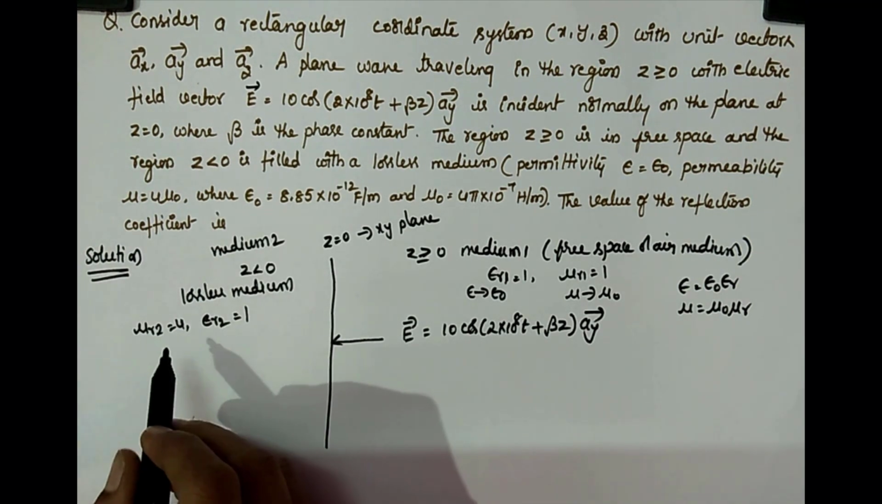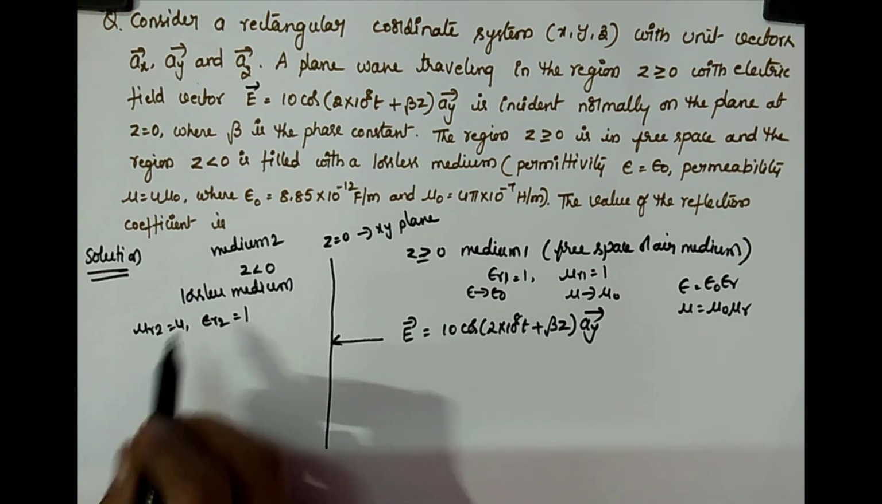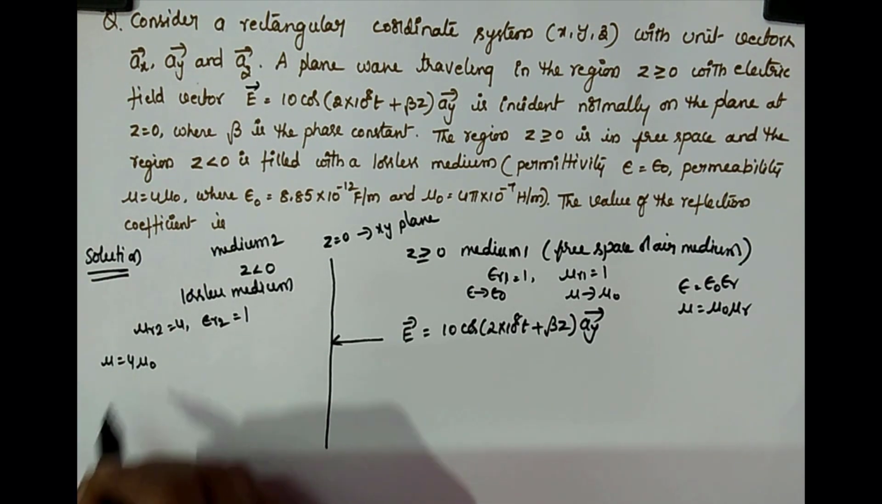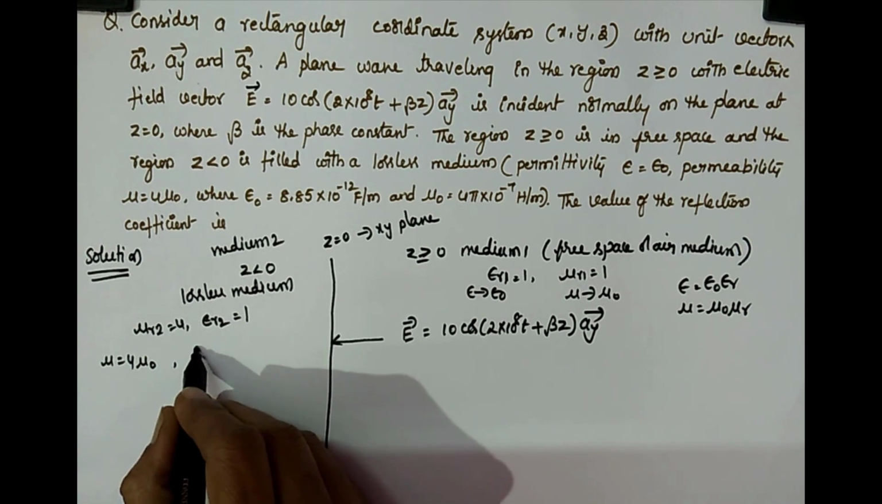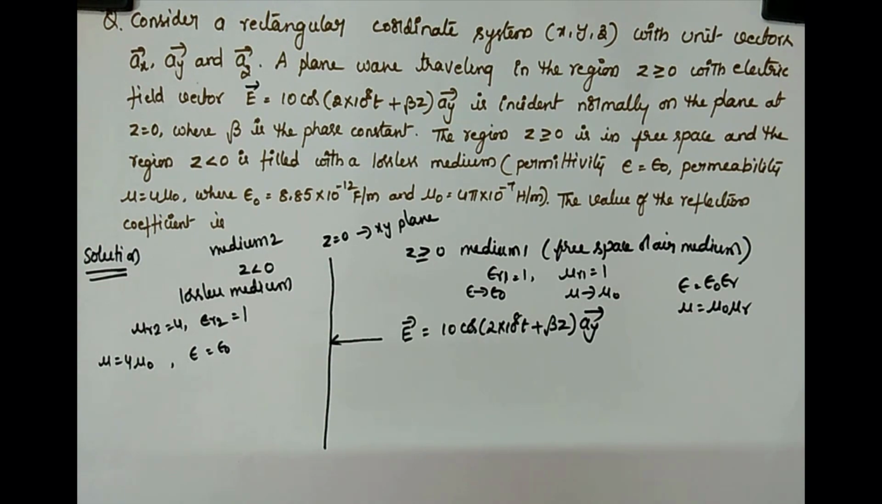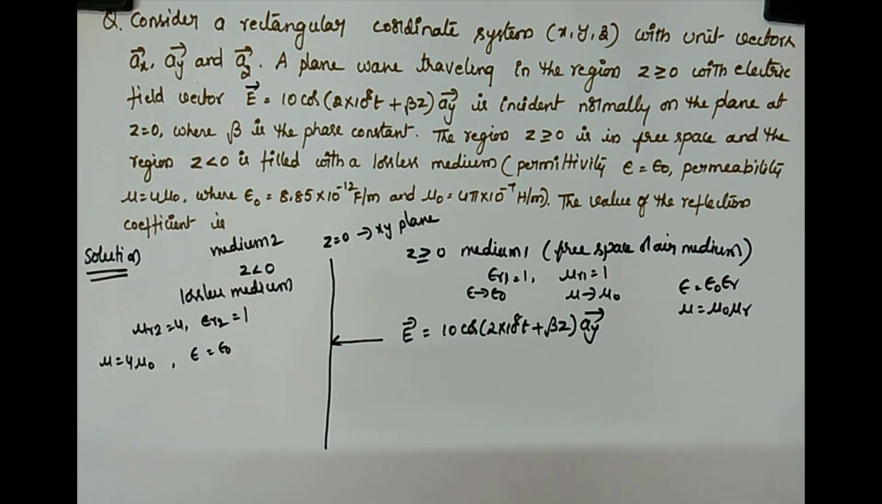But here, as medium 2 is a lossless medium, and μr2 is 4, what about μ now? It is 4μ0. Clear? In the same way, epsilon is just ε0. Now the electric field is incident normally on the xy plane and moves into z < 0. What do you have to find? You have to find the reflection coefficient.